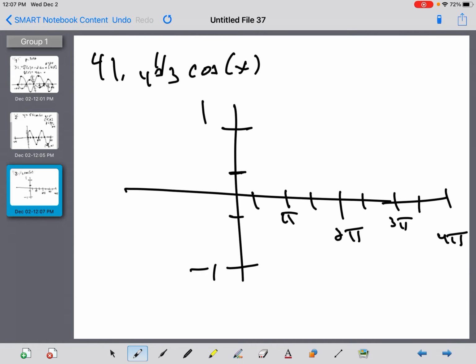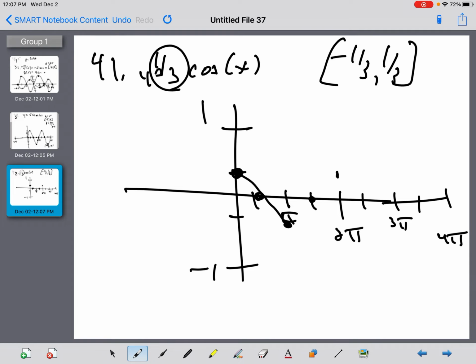Okay, cosine starts out at its peak. The amplitude is going to go negative 1/3 to 1/3, and cosine starts out at its peak. 1/4 of the way, halfway there it's at its min, 3/4 of the way. There's 1 cycle. This is negative 1/3 and this is positive 1/3. Okay, do another cycle.